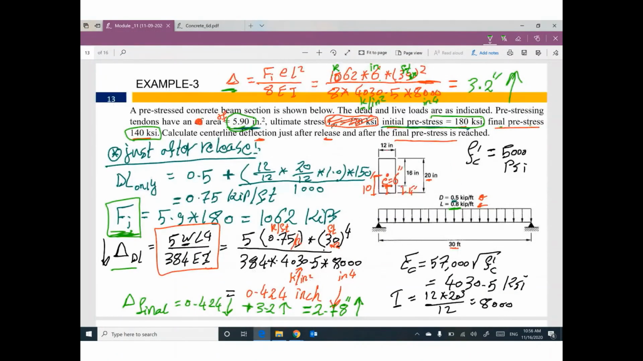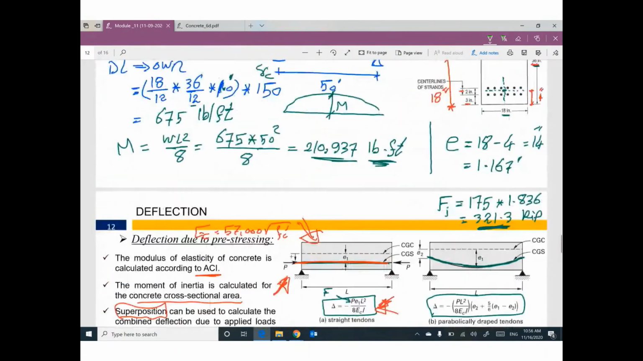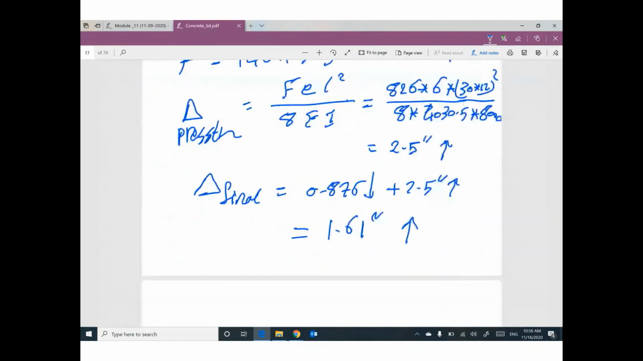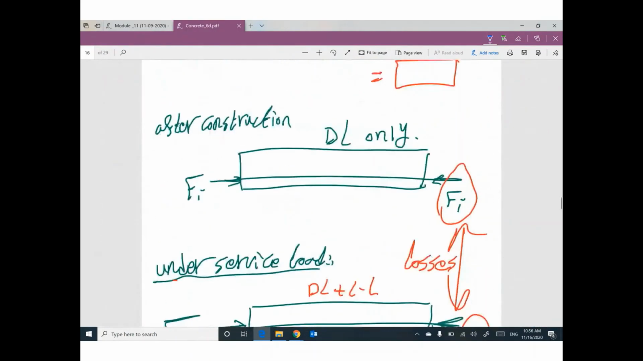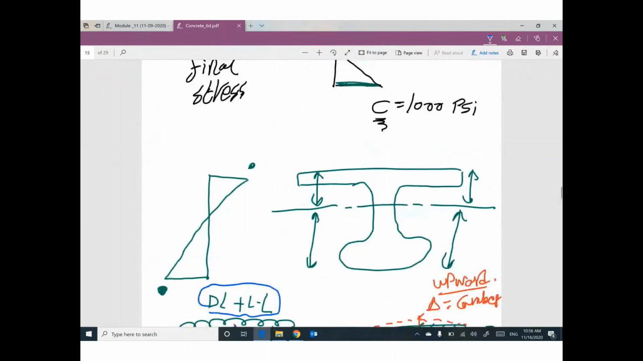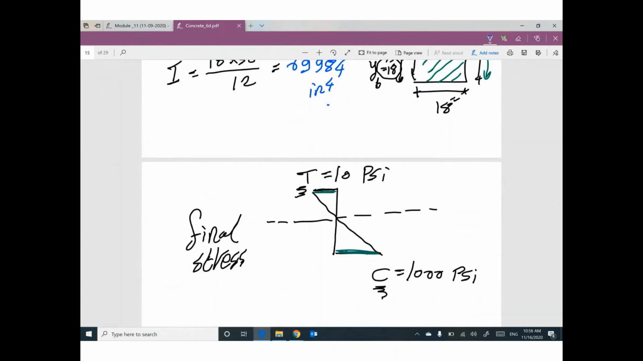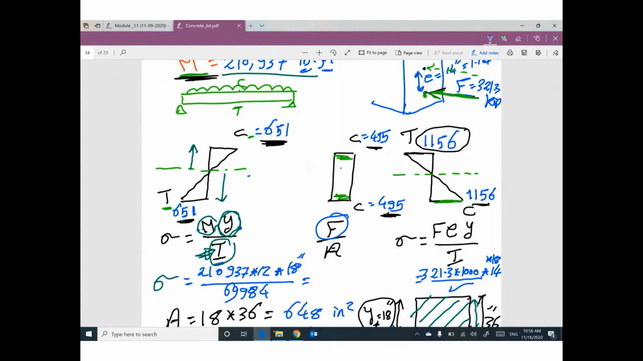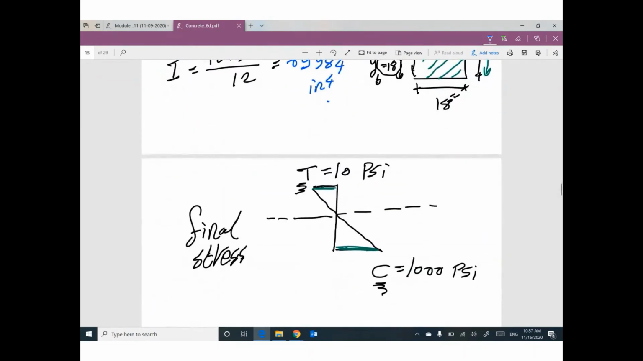So until this moment, we covered two parts. The first part, I can give you a beam with pre-stressing force, and I'm asking you to figure out the final stress at the two fibers, at the top and at the bottom. So you need to construct the three shapes with numbers at the top and the bottom, and tell me the final stress.